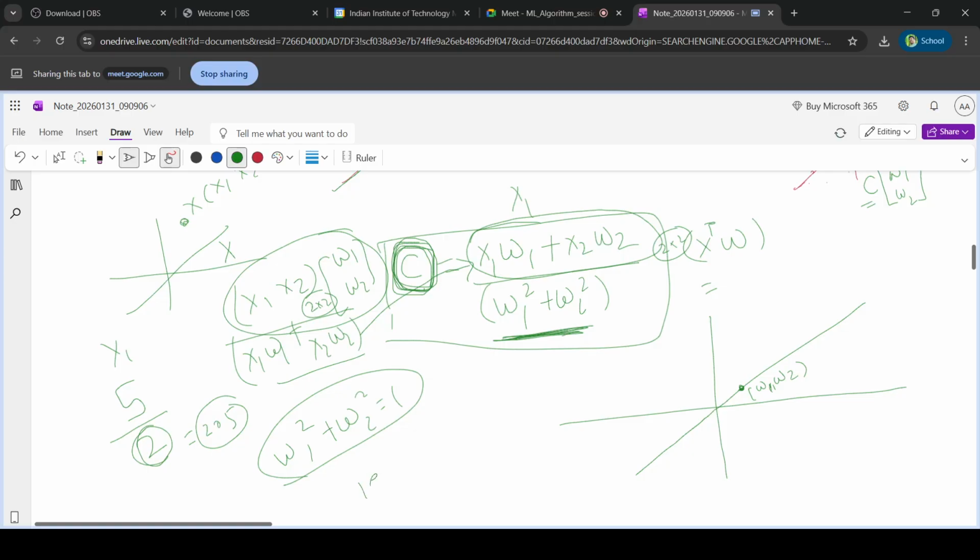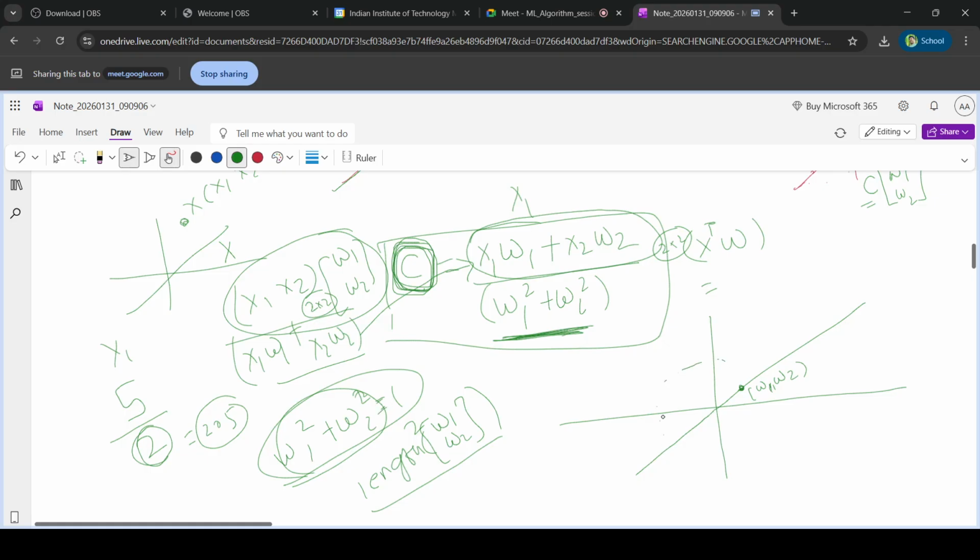So for that reason, what is w1 w2? If you calculate the length square of w1 and w2, you will get this. So that is actually the length square. You are saying that I want to take w1 square plus w2 square equal to 1.